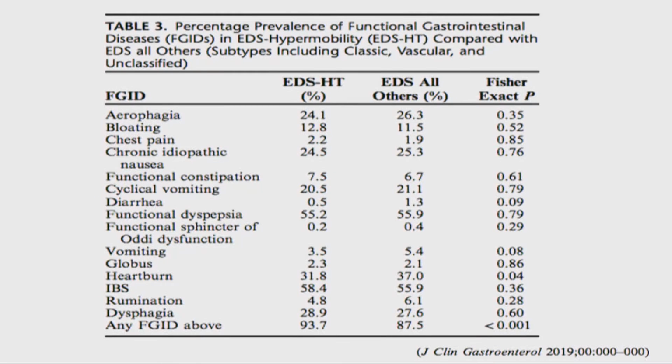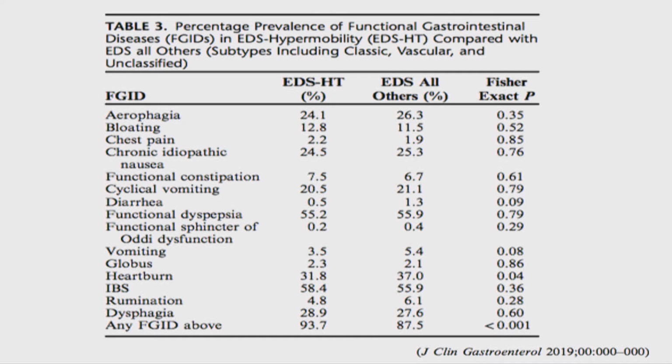There is a recent paper that has been published just a few weeks ago, where they compare the prevalence of symptoms and diagnosis in patients with hypermobile EDS versus all other types of EDS as well. And as you can see, pretty much there is no difference in the type of symptoms that are present in those with the hypermobile type versus the non-hypermobile type, which will include the vascular, the classic, and so on.